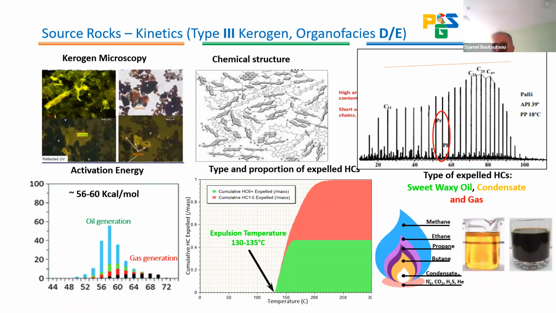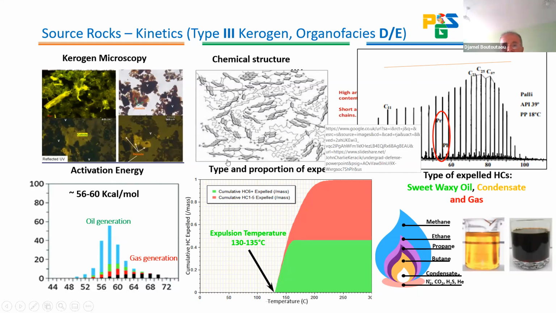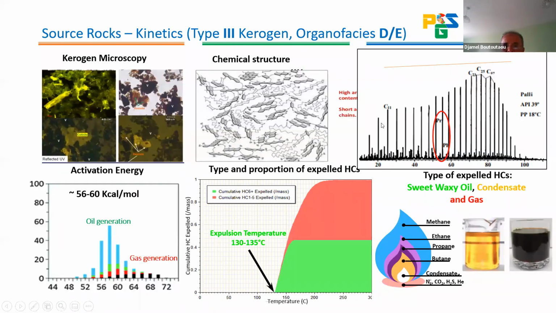Now the type 3, organofacies DE, that we say is both oil and gas prone, is composed of a mix of woody material, like you can see here in black, and also some oil-prone organic matter like membranes, cuticles, and resins in this kerogen. The kerogen itself is quite mixed. You can see it sits between type 1 and type 2, in type 3 here, or type DE.